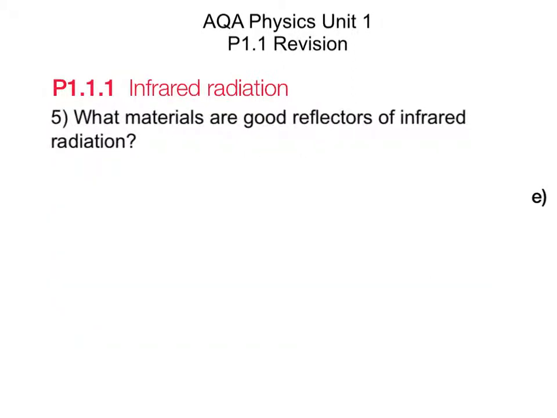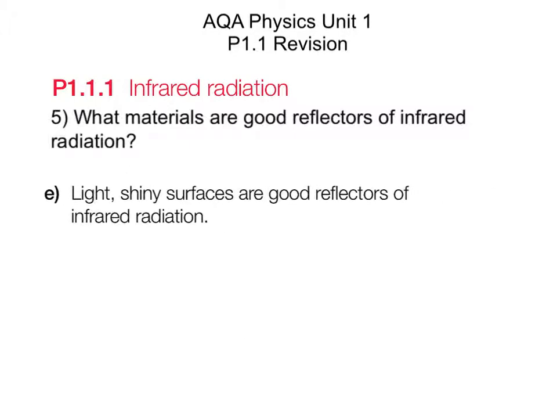Hopefully you should have got from the last slide that the best reflectors of infrared radiation are going to be light, shiny surfaces. And as we can see the answer there, light, shiny surfaces are good reflectors of infrared radiation, which means that if infrared radiation is incident on a light, shiny surface, there's the infrared radiation wave, it will be reflected off. And therefore you can use light, shiny surfaces to reflect heat back onto the source that you want to heat up.